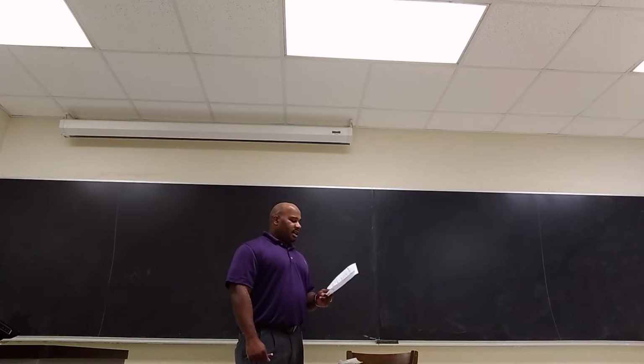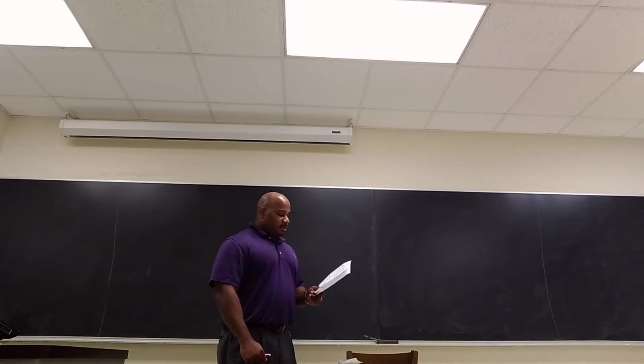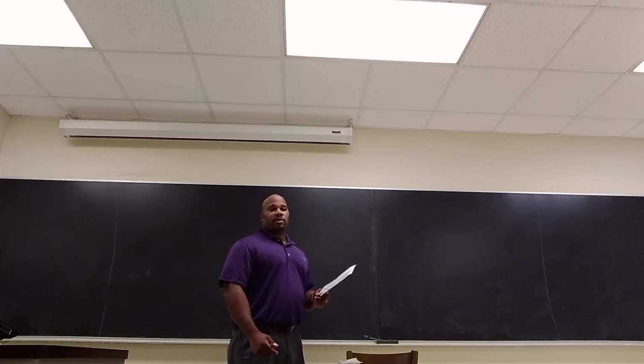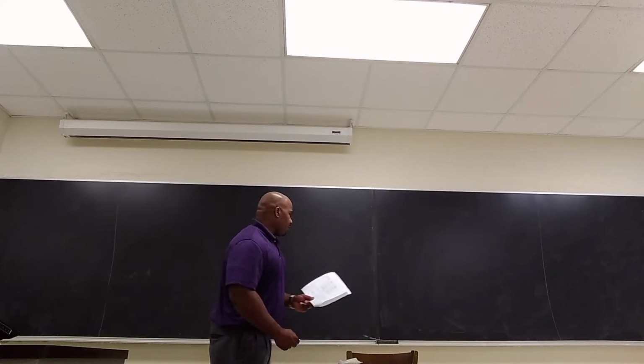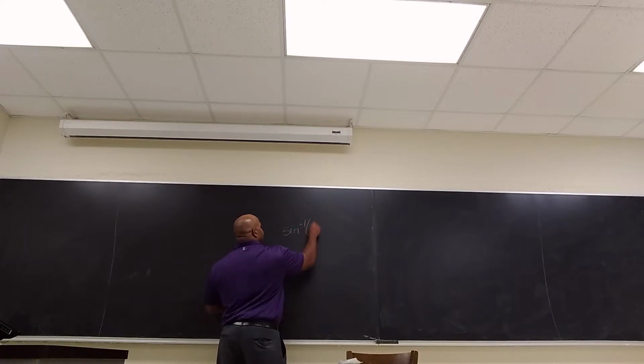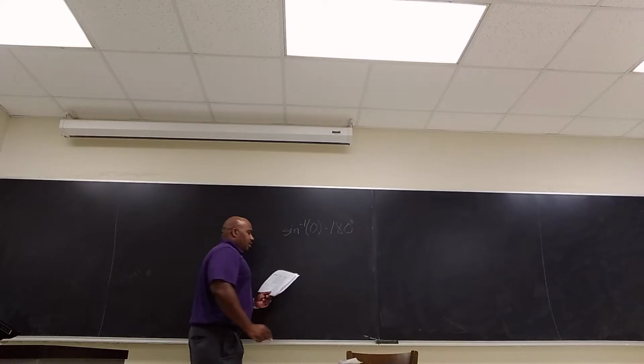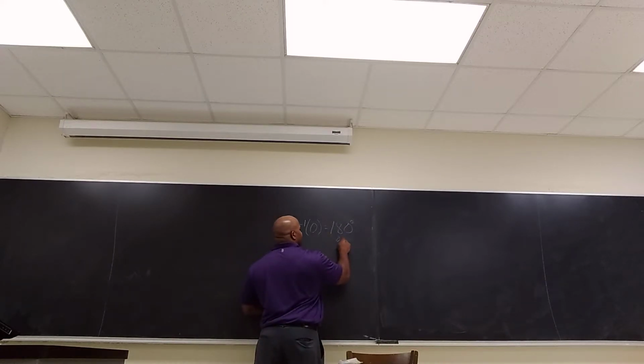My range for sine inverse is negative pi over 2 to pi over 2, which means there's only one answer that will work, because 180 degrees is not between negative pi over 2 and pi over 2, but 0 is. So sine inverse of 0 is 0 degrees. Okay? Or you can write it as 0 radians.